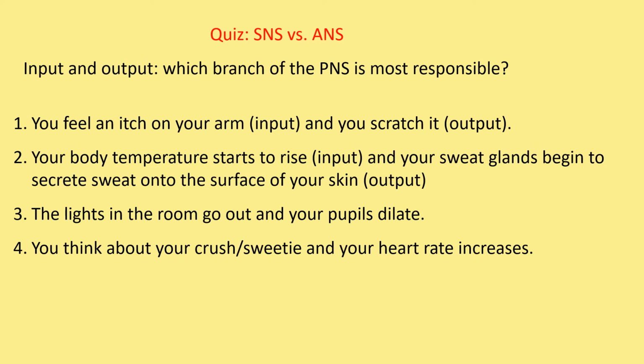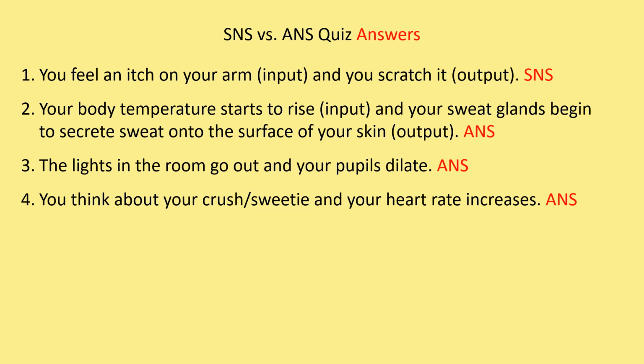Number 3, the lights in the room suddenly go out and your pupils dilate. Somatic nervous system or autonomic nervous system? Autonomic nervous system. So there is smooth muscle in the iris of your eye that's responsible for the diameter, the size of your pupils. And smooth muscle is under the jurisdiction of the autonomic nervous system. And then number 4, you think about your crush or your sweetie and your heart rate increases. Is that caused by your somatic or your autonomic nervous system? It's your autonomic nervous system. And specifically, there'll be an increase in sympathetic stimulation to your heart, and your heart rate will go up. And then there are the answers if you ever need a reminder.